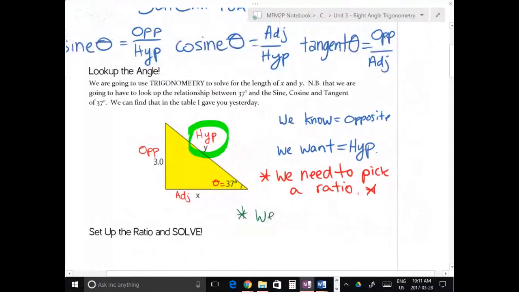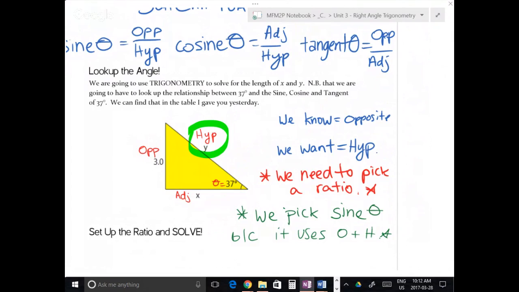So we pick sine, because it uses O and H. That's not the clearest sentence I've ever written. But we pick the ratio that has the side we know and the side we want to know.